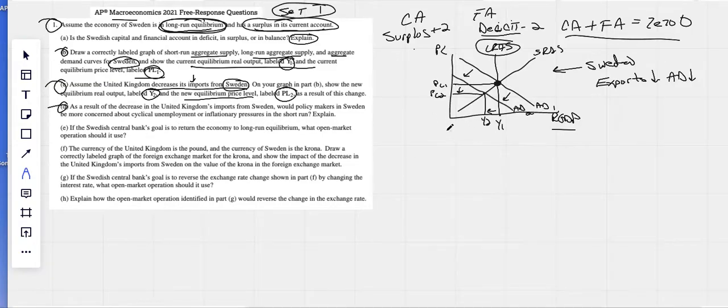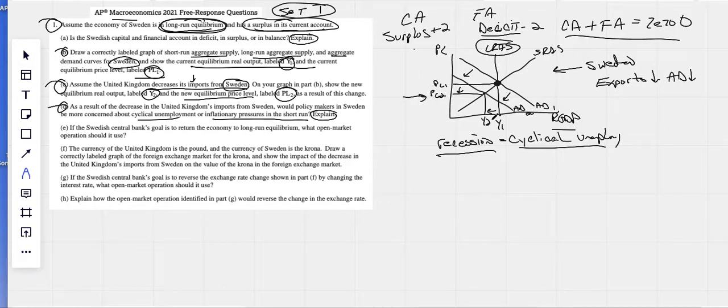As a result of the decrease in the United Kingdom's imports from Sweden, would policymakers in Sweden be more concerned about cyclical unemployment or inflationary pressures? Explain. All right. Well, obviously, we're sliding into a recession here. Aggregate demand is below full employment. So I think we could clearly see that recessions cause cyclical unemployment, right? A recession does have cyclical unemployment. There is no inflation here because the price level has fallen. And then they want us to explain it.